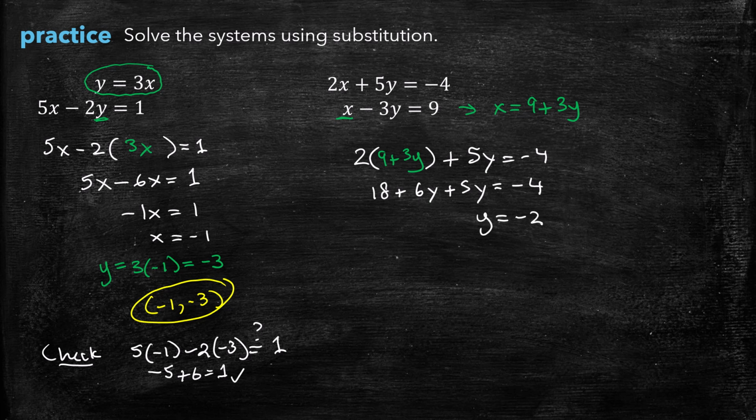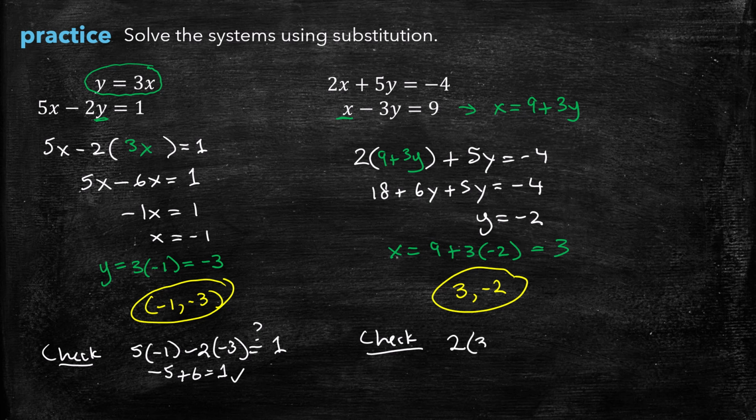Now we are going to go back and plug that in to find x. So 9 plus 3 times negative 2. And that comes out to be 3. So we think that our answer is 3 comma negative 2. But let's check. And so we're going to do 2 times x, so 2 times 3 plus 5 times y, 5 times negative 2. Does that come out to equal negative 4? That's 6 minus 10. Yes, that equals negative 4. And we're done.